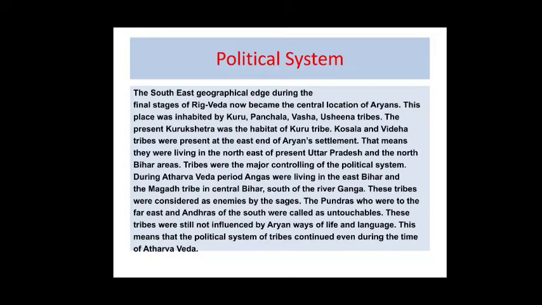During the Atharva Veda period, Angas were living in East Bihar. And the Magadha tribes in central Bihar, south of the river Ganga, were considered enemies by the state. The Pundras were in the far east, and Andhras in the south were called untouchables, slaves, dasas. These tribes were still not influenced by the Aryans' way of life and language. This means that the political system of the tribe continued even during the time of Atharva Veda.